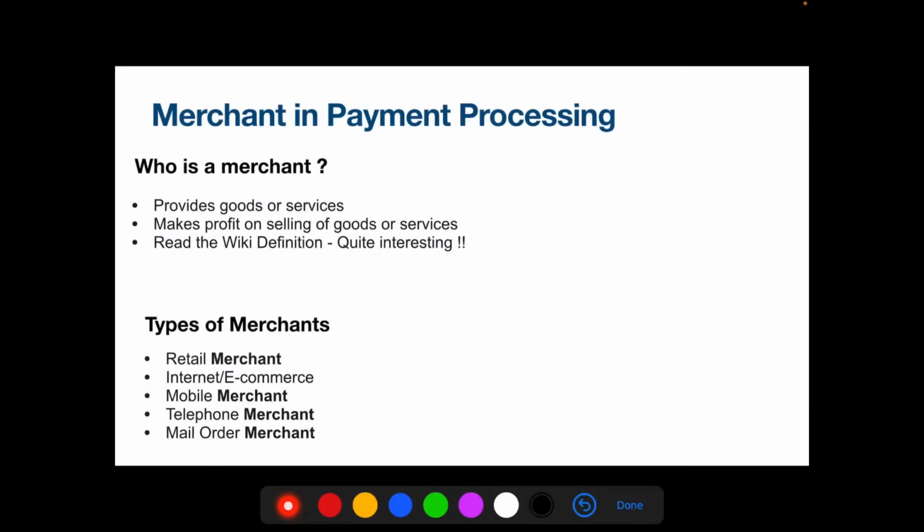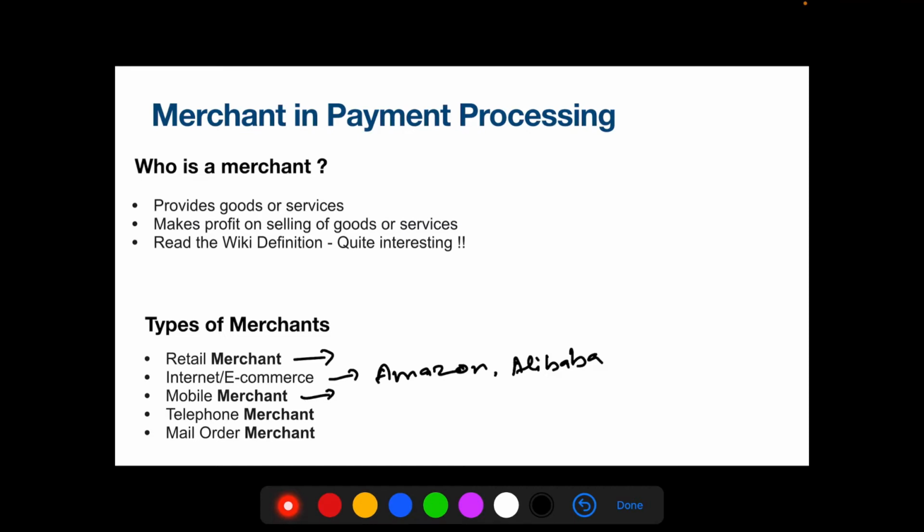Right. So coming back to the types of merchants, we have already seen the retail merchants. Let's talk about the internet and e-commerce now. So entities like Amazon, Alibaba, all big and medium and small internet and e-commerce based entities, right? Where you buy something online and then you enter your card details on the website directly.